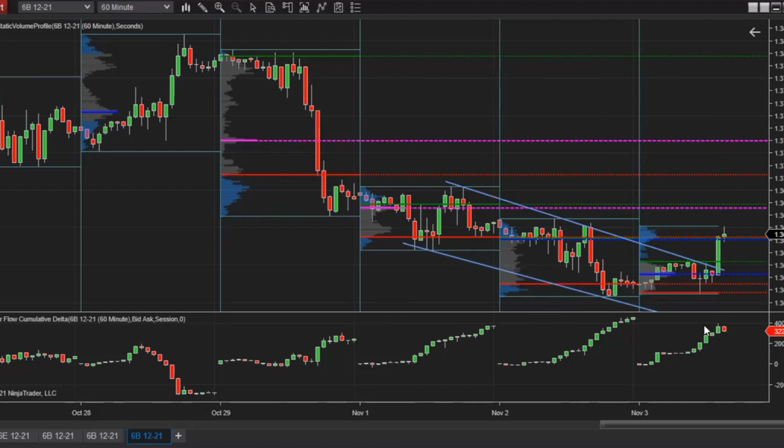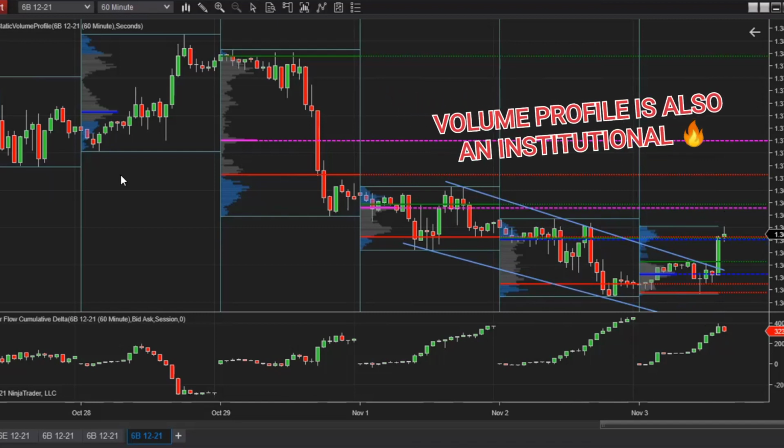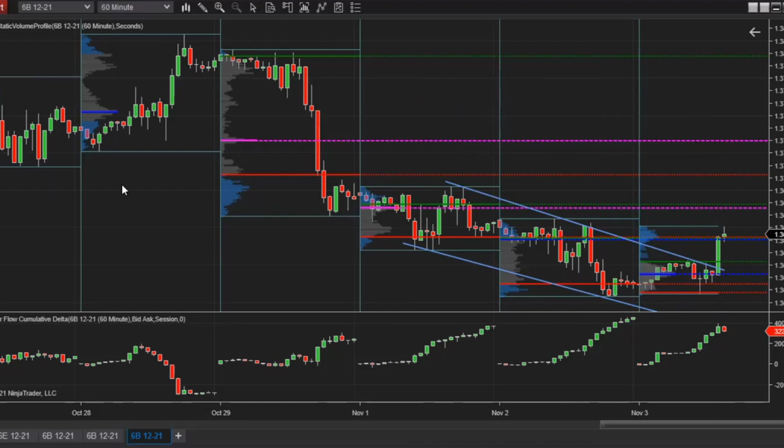So this looks like it's very bearish. Actually, it's not actually bearish. Even some will have entered here and boom, so the price actually bought. So now let me introduce you to volume profile. Volume profile is also another tool that institutional guys use.